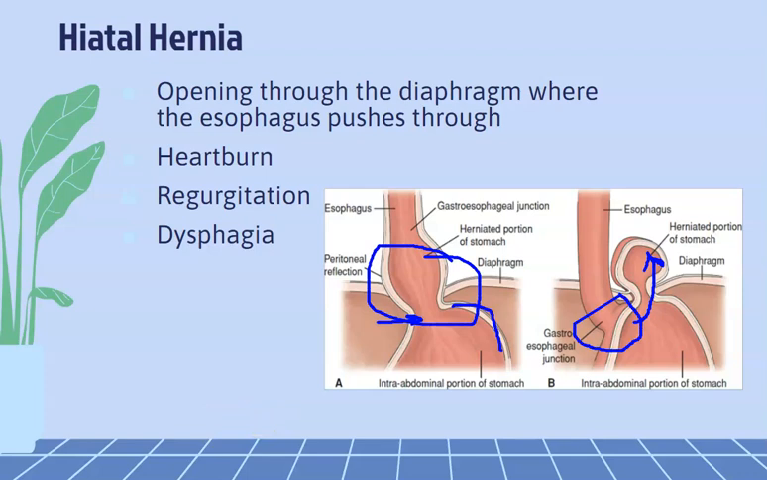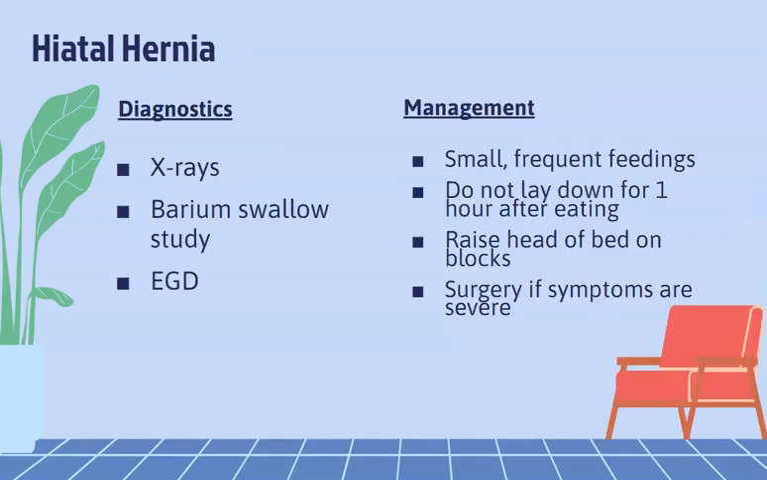Symptoms with hiatal hernia will kind of mimic GERD, so we need to make sure that we are differentiating between the two. You can have some heartburn, some regurgitation, and dysphagia associated with hiatal hernias. How do we diagnose a hiatal hernia?